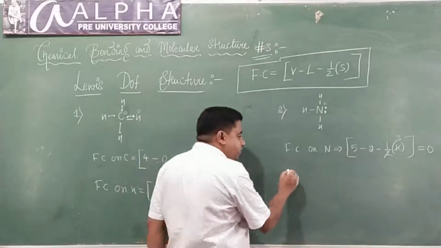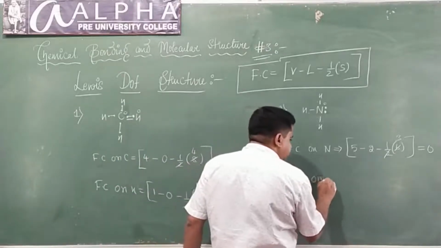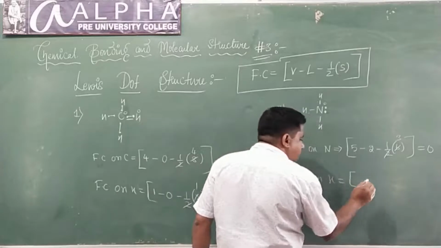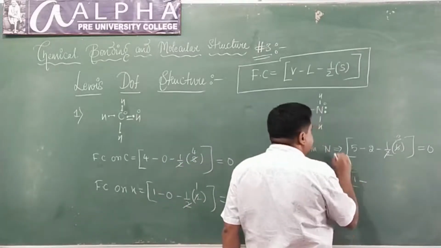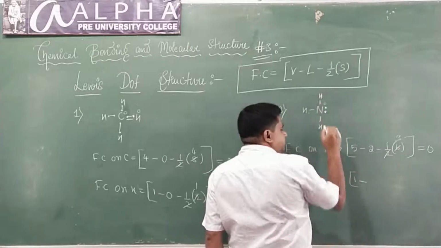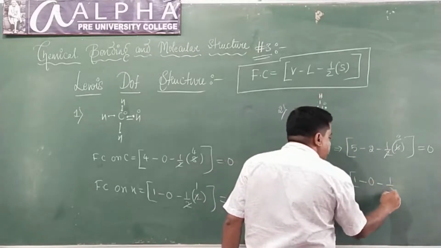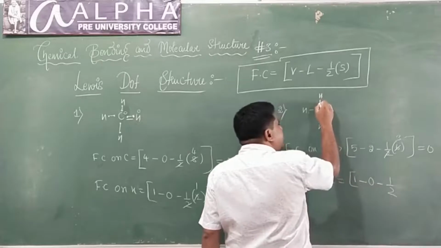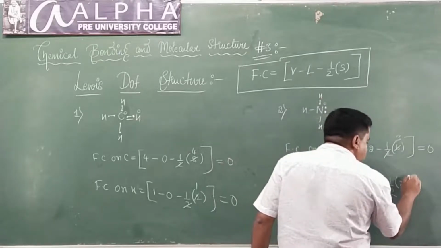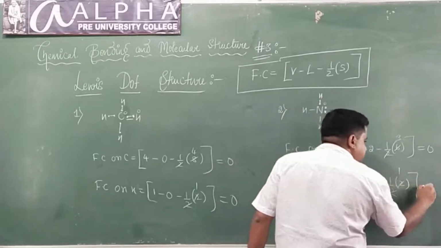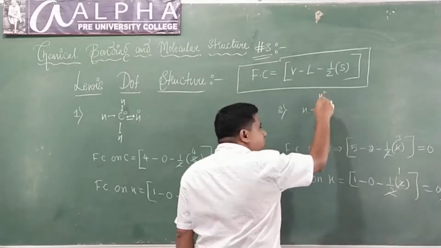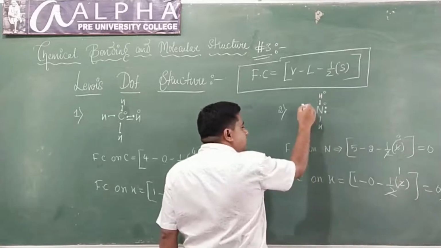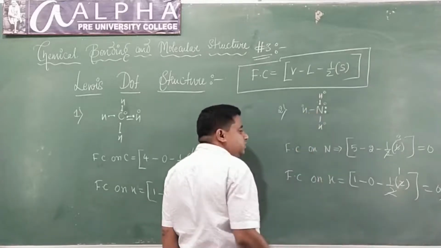Let us calculate the formal charge on hydrogen. Hydrogen belongs to the first group, so the total number of valence electrons is 1 minus. Any lone pair of electrons on hydrogen? No, 0 minus half of. How many shared pairs of electrons around hydrogen? 2. Half of 2, 2 ones are 2. 1 minus 1 is 0. So the formal charge on hydrogen is also 0. Since all the hydrogen atoms are similar, the formal charge on all the hydrogen atoms is also 0.